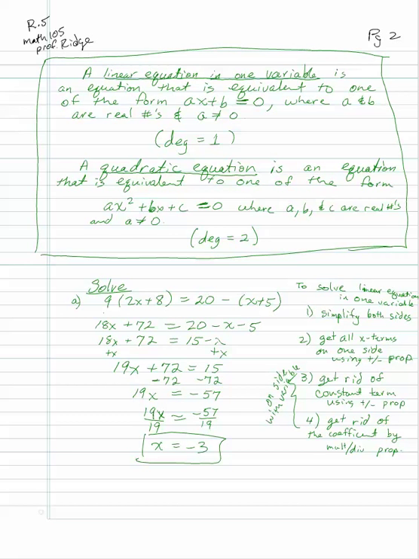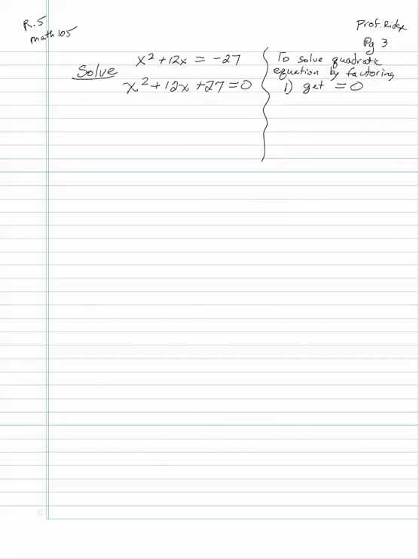Now let's review quadratic equations. Okay, so to solve quadratic equations, our first step is we want to get it equal to 0. So you want to get everything on one side. So I'm going to add 27 to both sides. I'm going to get x squared plus 12x plus 27 equals 0. Then your second step is you're going to factor. So I want factors of 27 that add to 12. Well, that's 9 and 3.